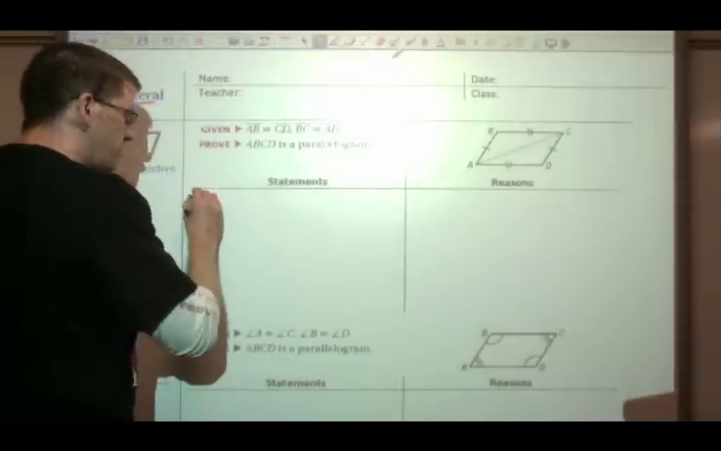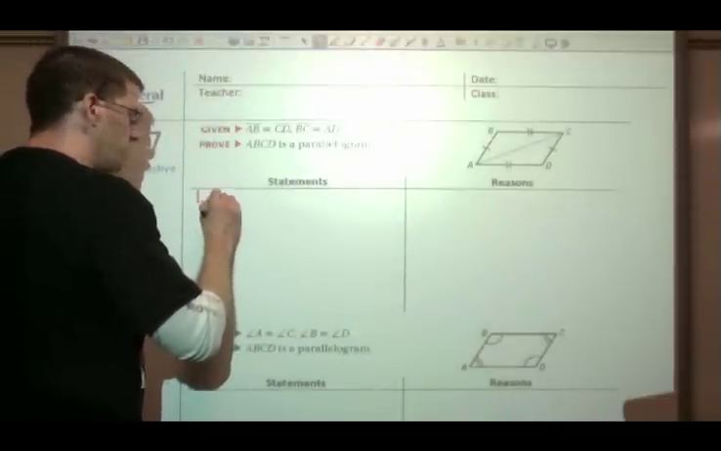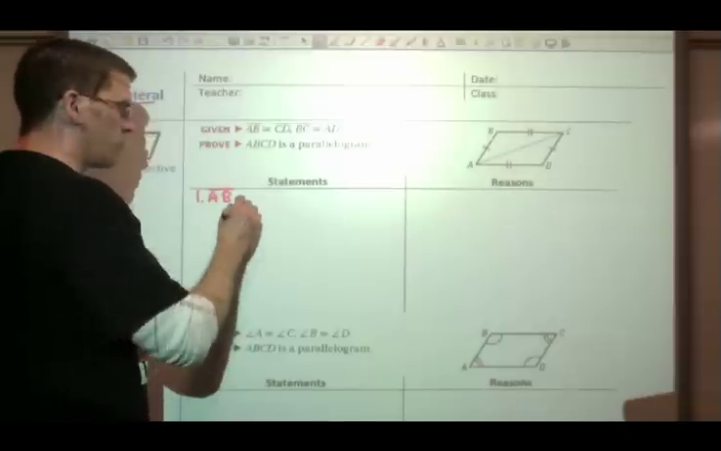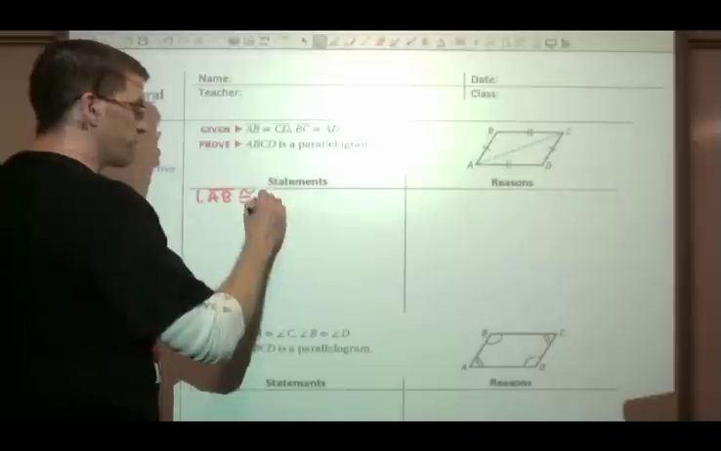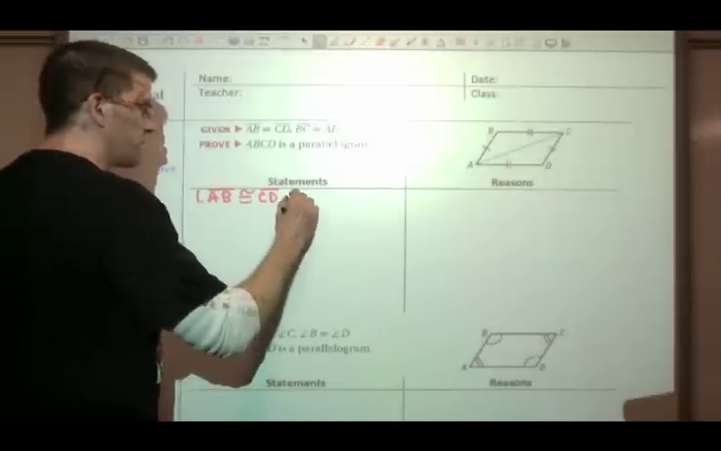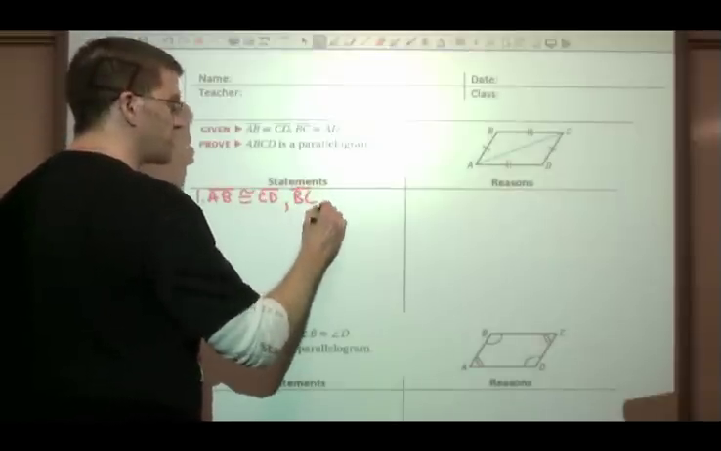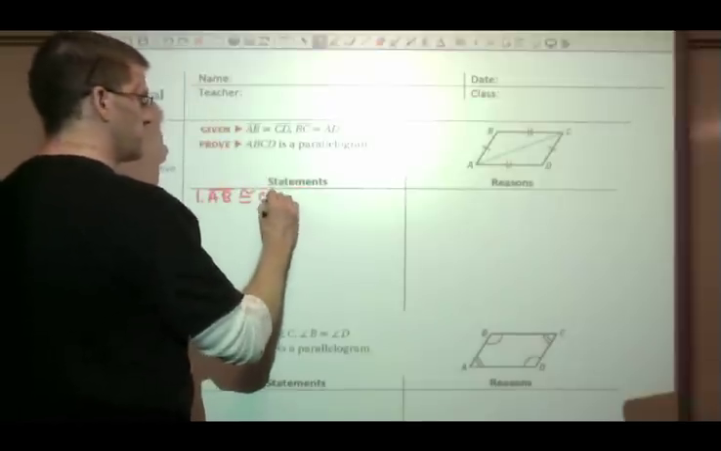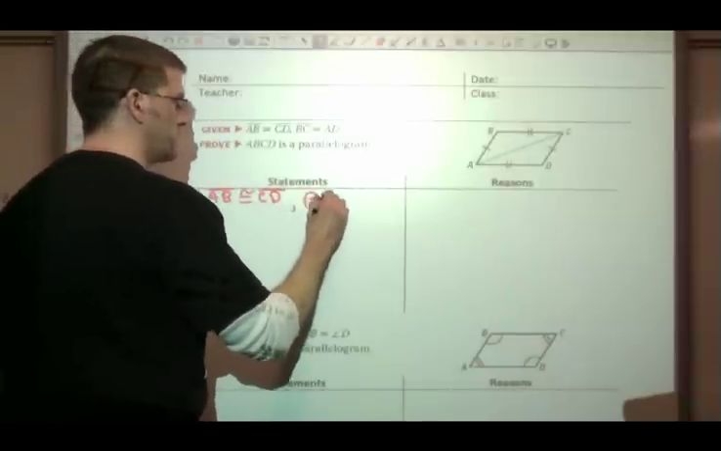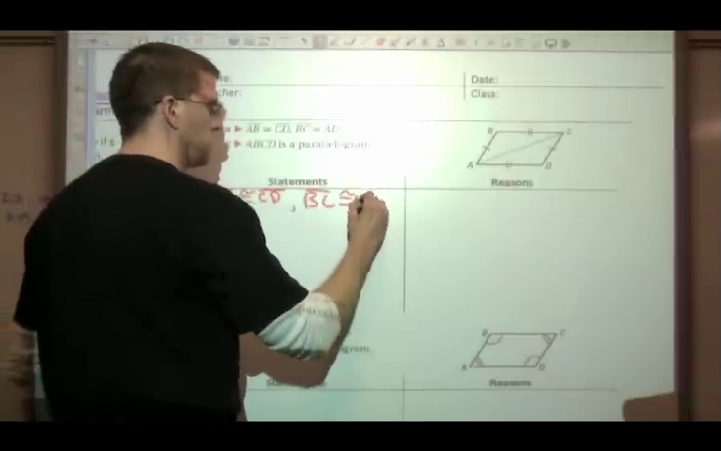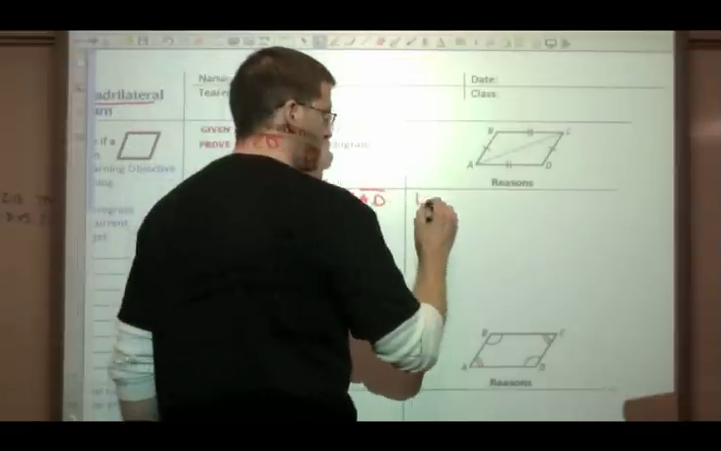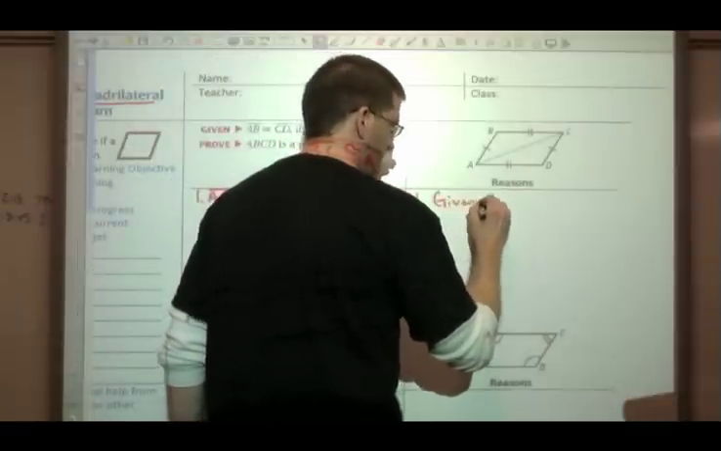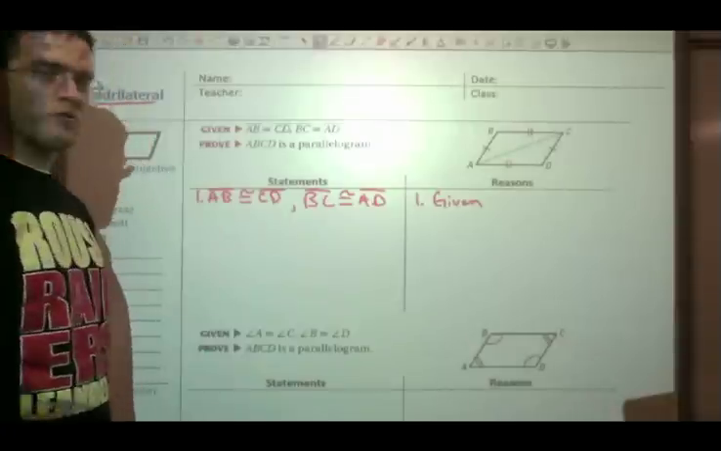All right, first thing you do is start off with your givens. So I'm going to write as neatly as possible on this board, but it's a little sloppy. The reason I can give for this, CD, is obviously it's given. All right, so we got our givens.